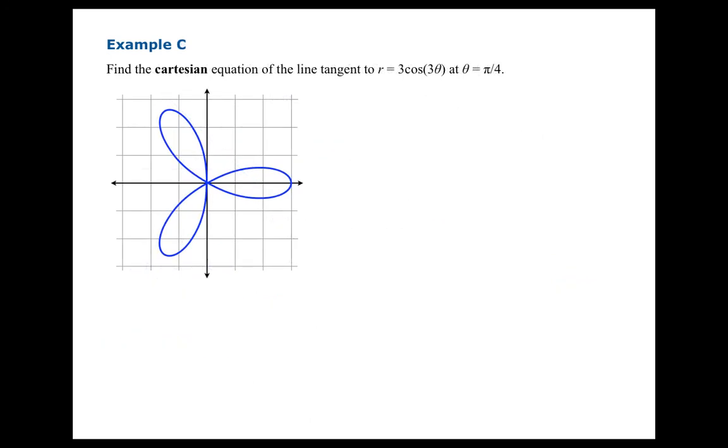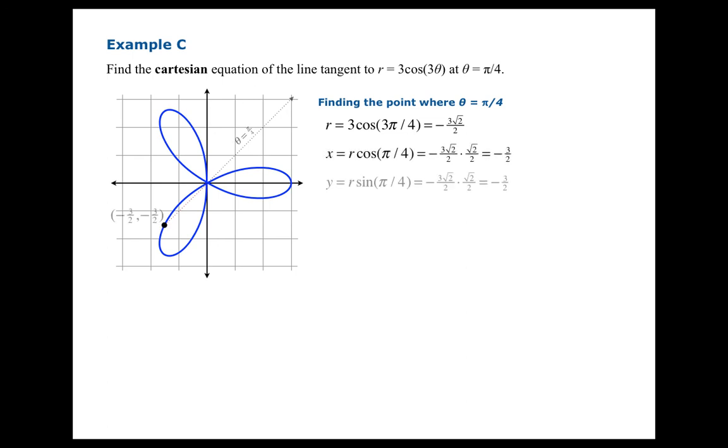So let's use our formula to find the tangent line to a graph, and we want the Cartesian equation. So we've got r equals 3 cosine 3 theta, and we want to choose a point where theta equals pi over 4. So the first job is to figure out where that point is. Theta equals pi over 4 gives us the direction that goes off in the first quadrant, like so. And when we plug that theta in to find r, we find that the radius is actually negative. So we have to march backwards 3 root 2 over 2 units. And we can apply r cosine theta and r sine theta to find the values of x and y. And so when all the dust settles, the point we're looking for has Cartesian coordinates negative 3/2, comma negative 3/2.